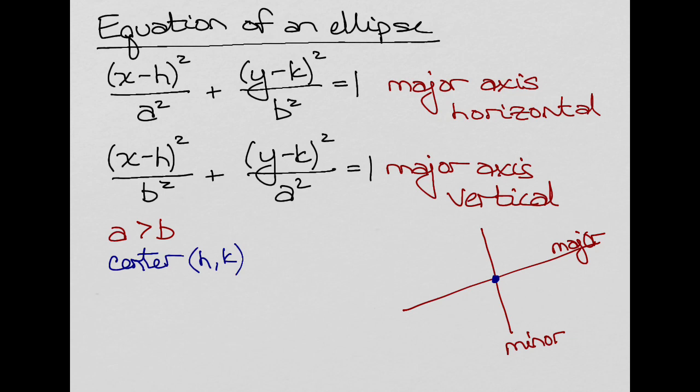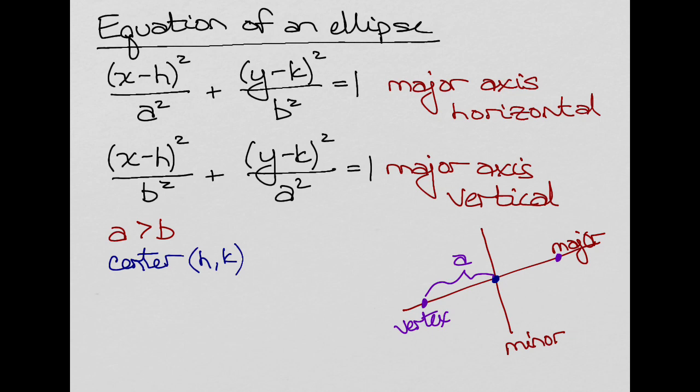So then, what is a? If I go a distance of a along the major axis from the center, so I'm going to go a one direction and a the other direction from the center on the major axis, I'm going to call those points the vertices. Those are the farthest points from the center in that direction. So 2 vertices for an ellipse.